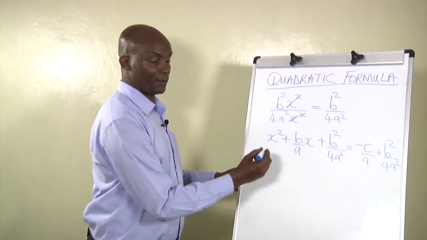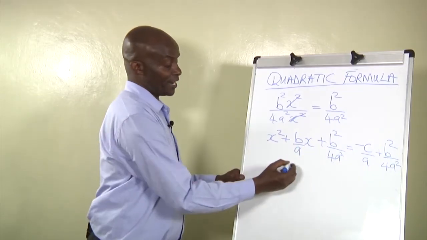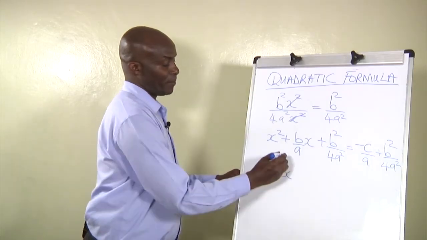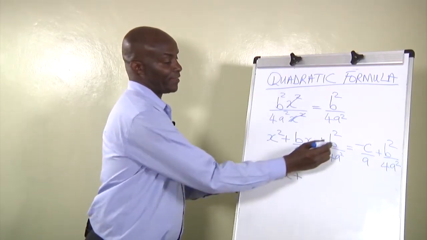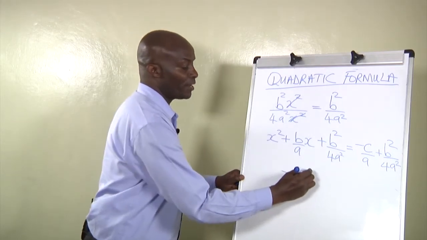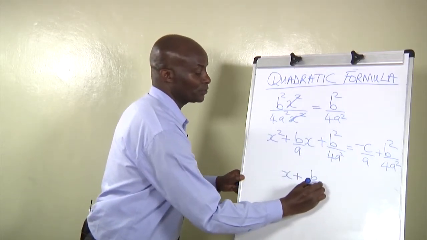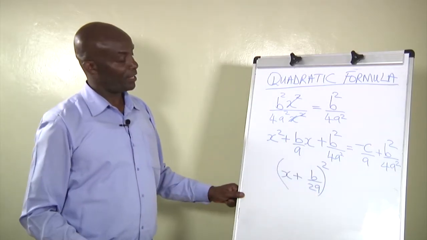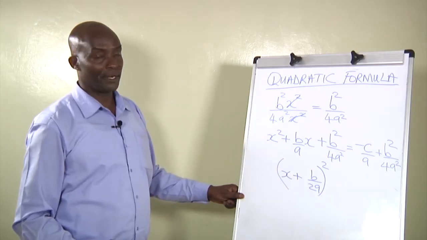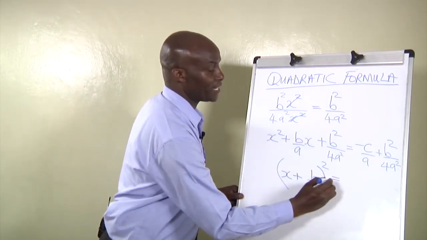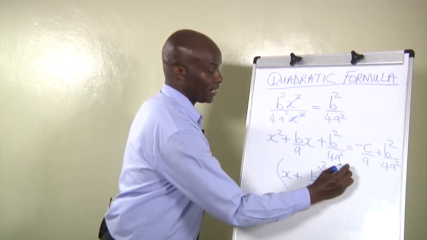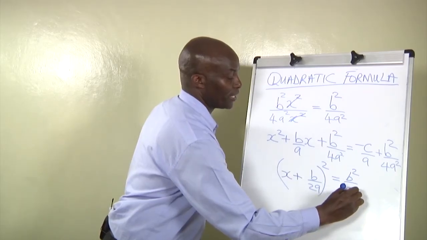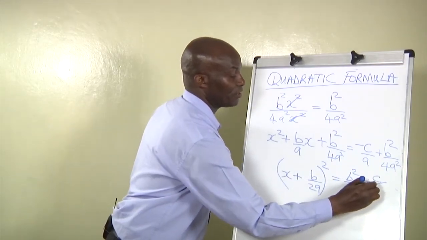Because this one, remember what we said, how to write this. It is a square of the square root of x squared, which is x, plus, and then the square root of b squared over 4a squared, which is b over 2a. So the left-hand side can be written as x plus b over 2a, whole squared. And on the right side, this can be written as b squared over 4a squared minus c over a.